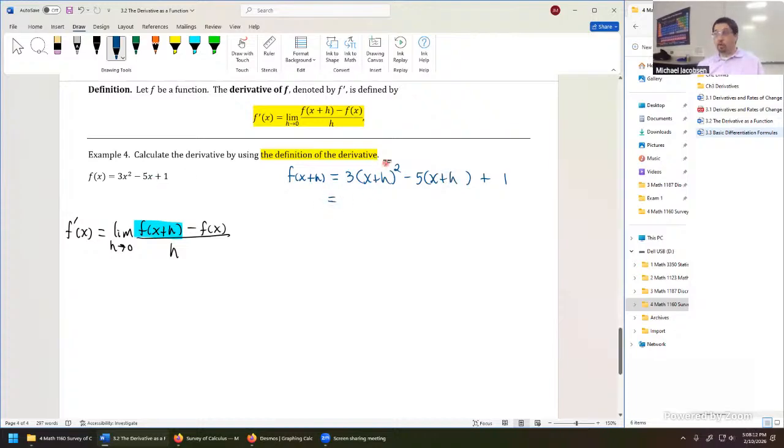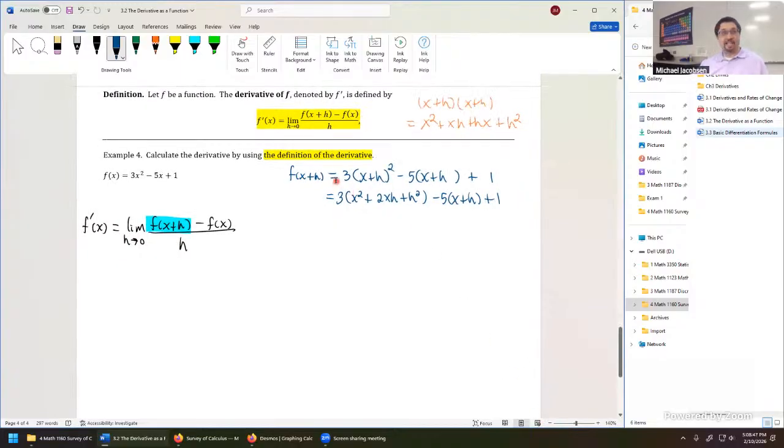Then we have to expand this and FOIL it. So the thing we put down in the notes is that's just x plus h times x plus h as scratch work. When you FOIL that, you get x squared plus xh plus hx plus h squared. The middle terms do combine as like terms, so altogether this is just 3 times x squared plus 2xh plus h squared, minus 5 times x plus h plus 1. So it's progress, we're getting there.